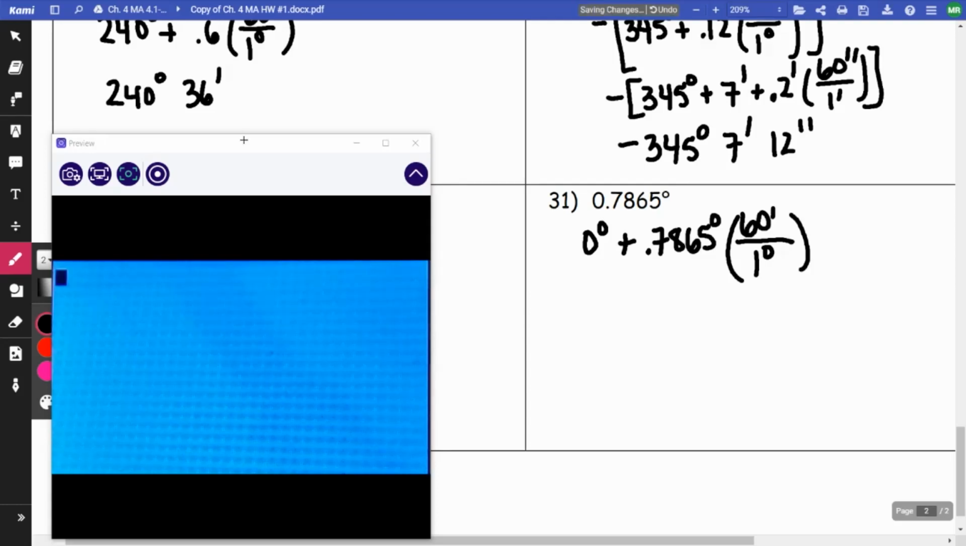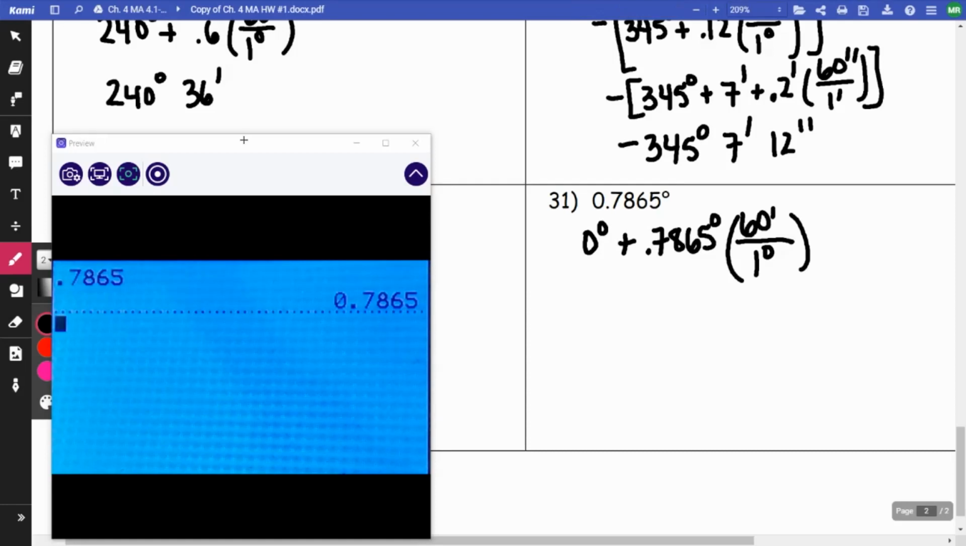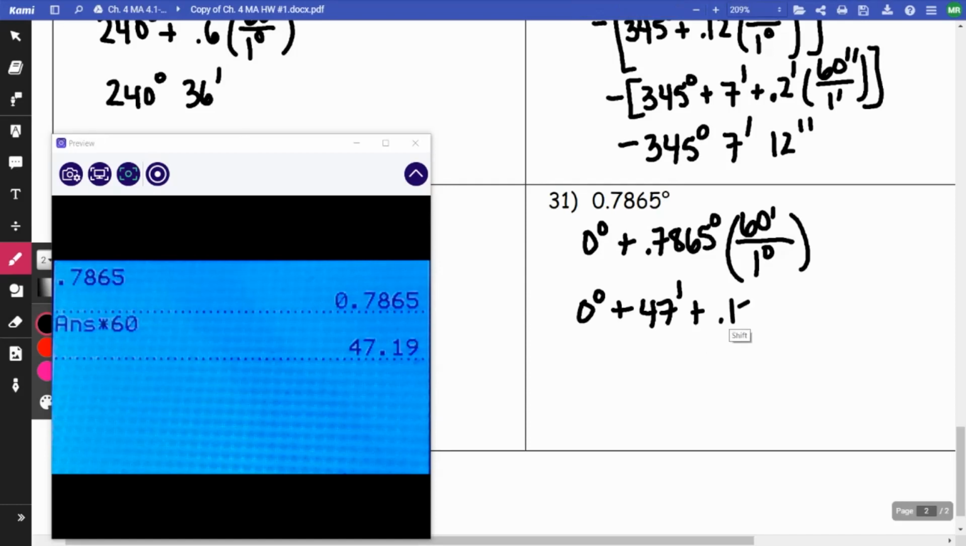And let's see, when I take 0.7865 times 60, I end up with 47.19. So I have 0 degrees, plus I have 47 minutes, and then I also have 0.19 minutes. And I'm going to change that part of minutes into seconds. So I know 1 minute is the same as 60 seconds.